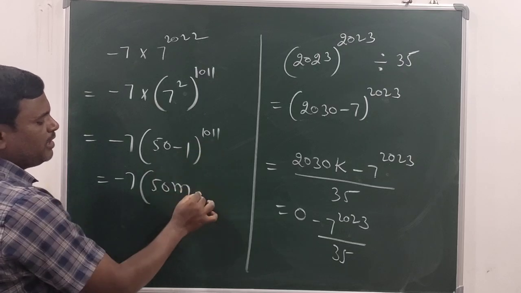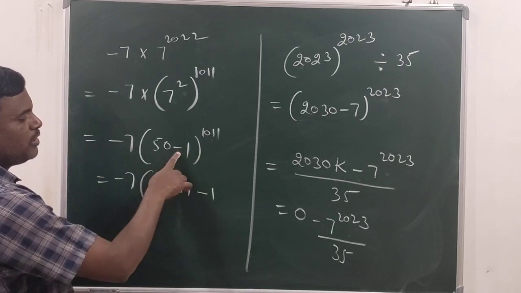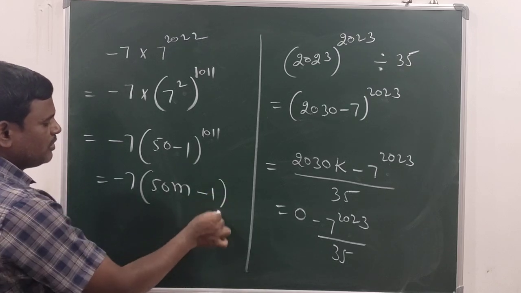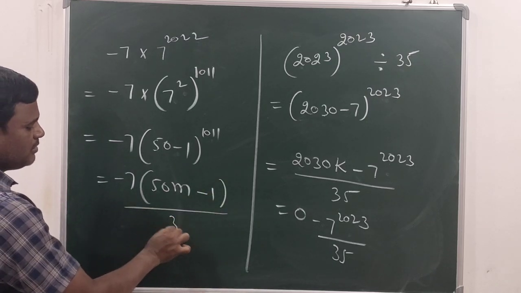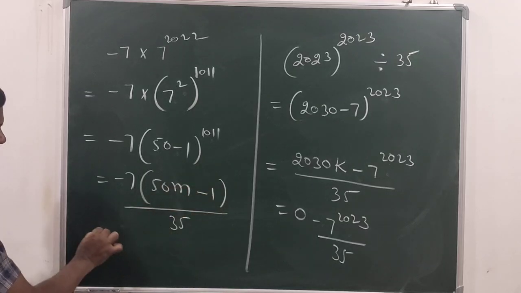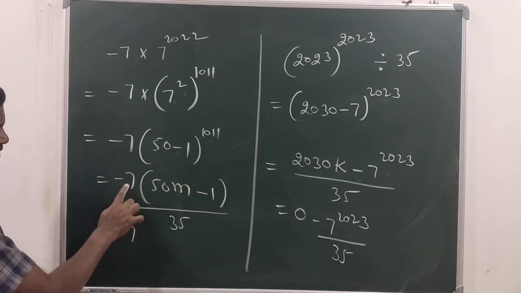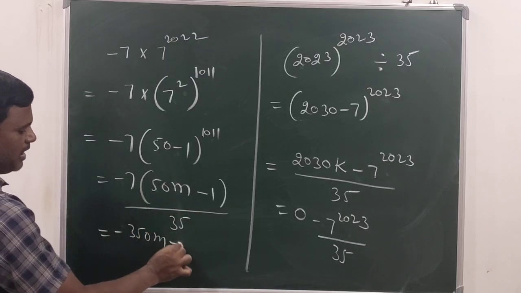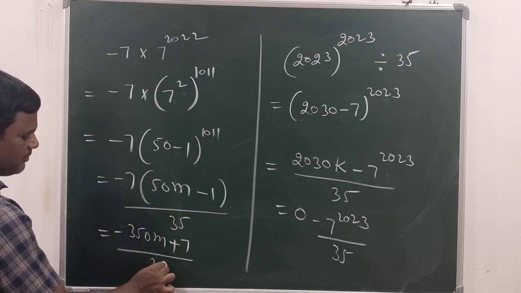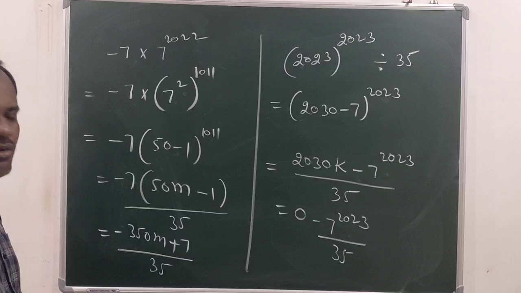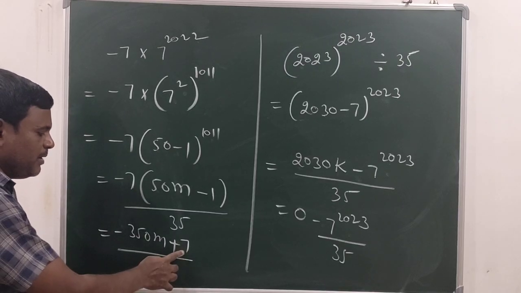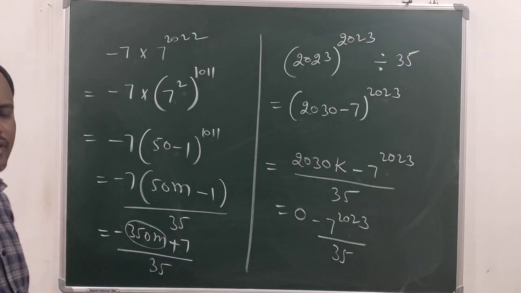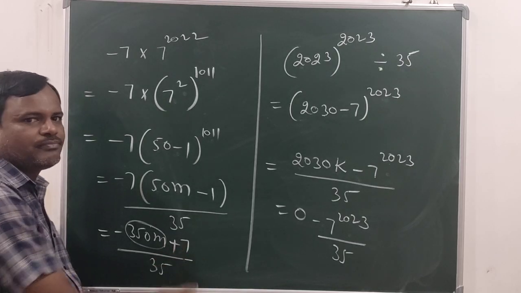So minus 4, odd number again. So here minus 1 whole power 1011 becomes minus 1 only. So divided by 35. Now send this minus 7 inside, so that you will get minus 7 5s are 35. So 350 into m minus 7 by 35. Okay students, so this is the remainder, because this is a multiple of 35. Hence this will be the remainder.